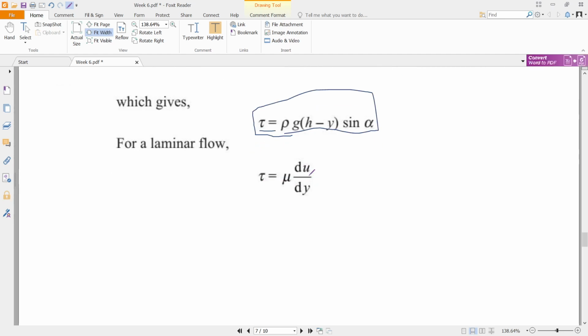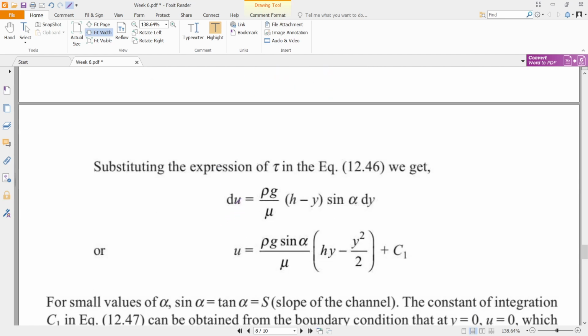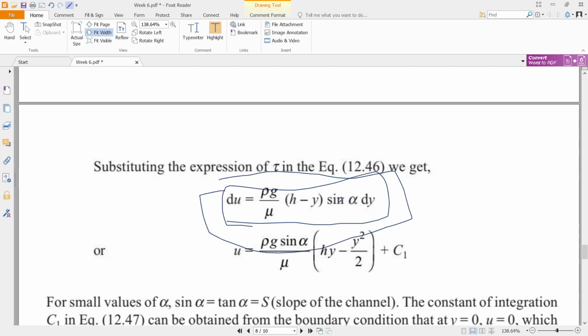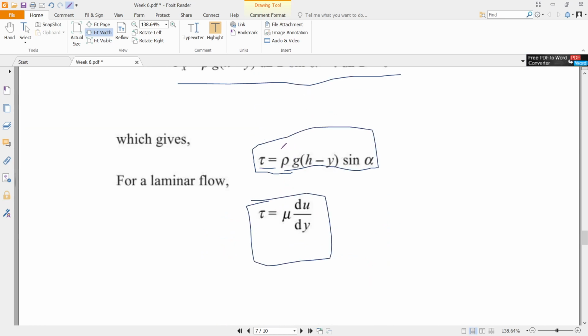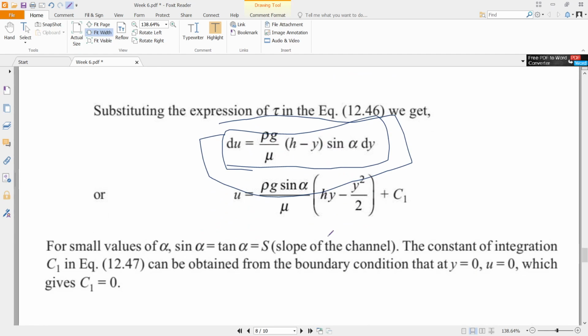For laminar flow, tau is equal to mu du by dy, that is Newton's law of viscosity. Now du will be what? Du equals rho g by mu, h minus y, sine alpha dy. Okay, so this is du. So du by dy, see, tau is this expression. So if you replace tau with this expression in this equation, then du can be written as rho g (h minus y) by mu sine alpha dy. And if you integrate, you will get rho g sine alpha by mu, hy minus y square by 2 plus c1.